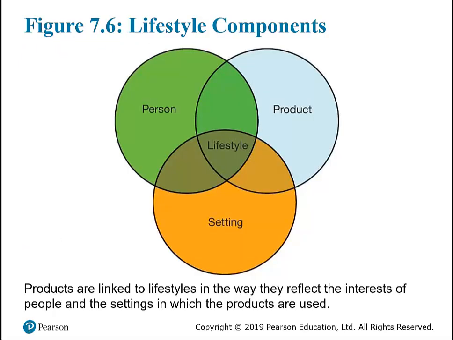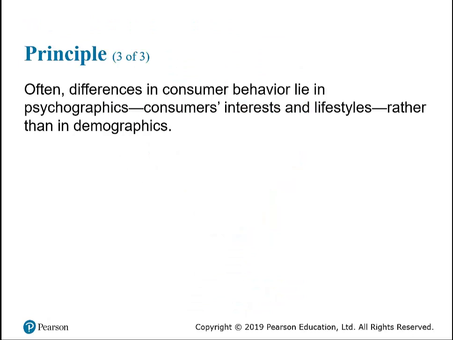Figure 7.6, lifestyle components. These include the person, the product, and the setting, and where it all comes together is the lifestyle. Products are linked to lifestyles in the way they reflect the interests of people and the settings in which the products are used. Principle: often differences in consumer behavior lie in psychographics, consumer interests, and lifestyles, rather than in demographics.